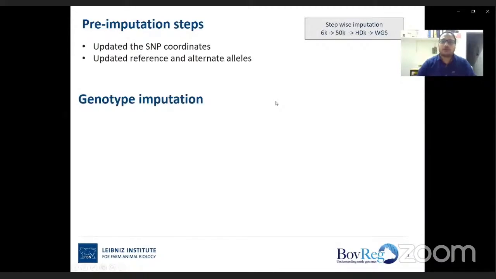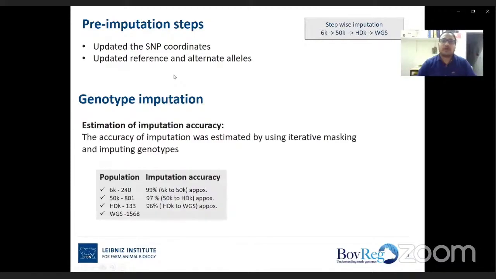Coming to my previous work, I updated the SNP coordinates and also the reference and alternate alleles of the genotypes in accordance with the whole genome sequencing. Then I performed genotype imputation using an iterative masking strategy. After this strategy, we got around 99% to 96% in different steps of imputation.